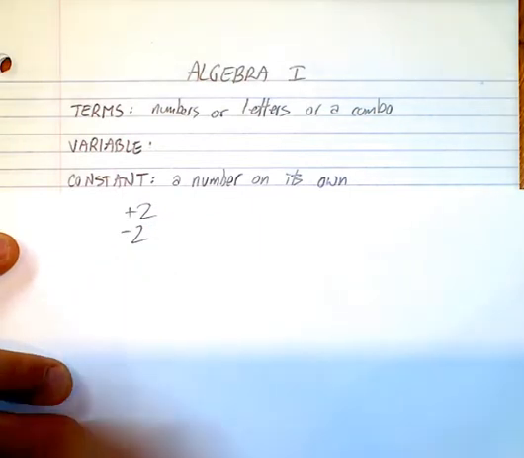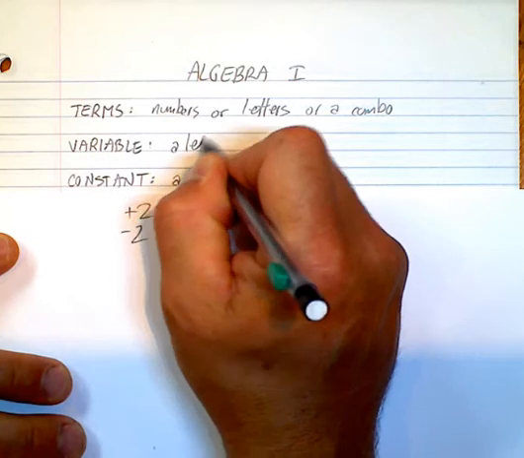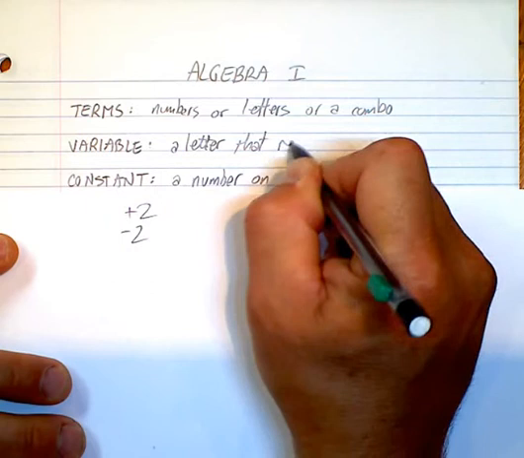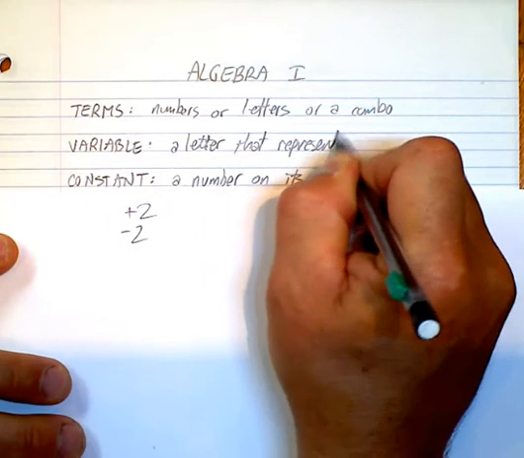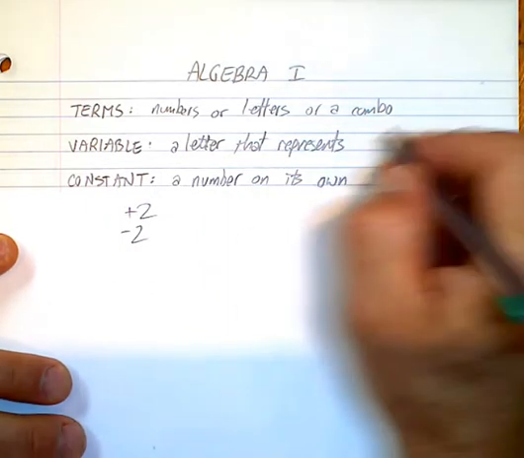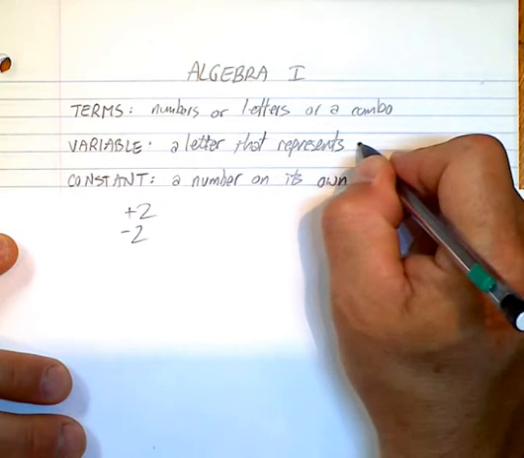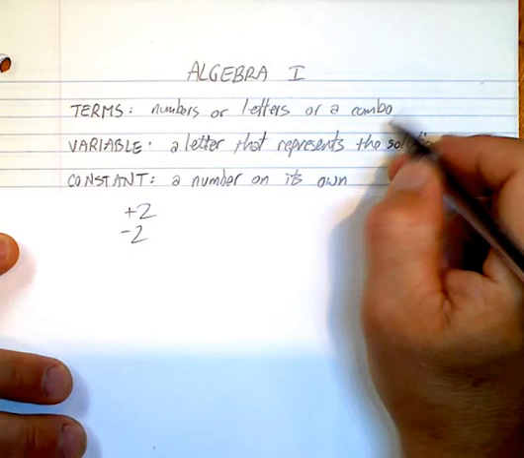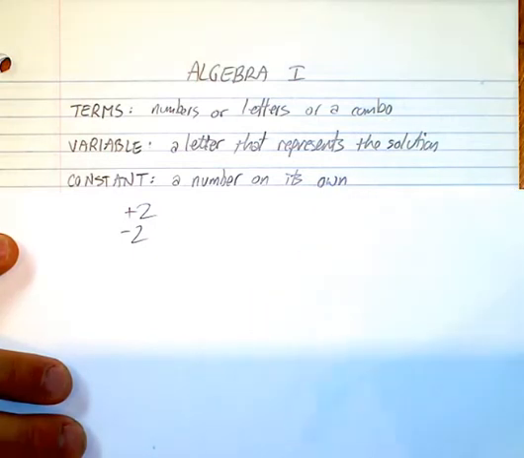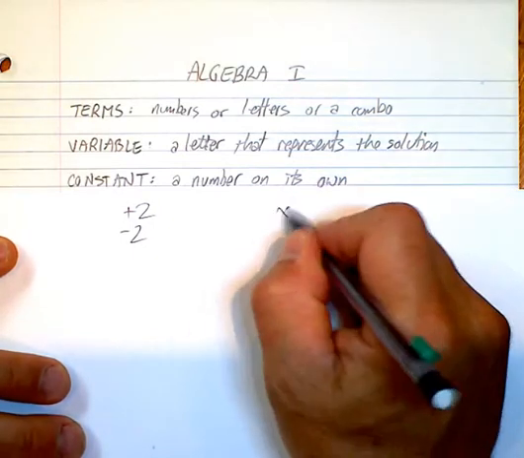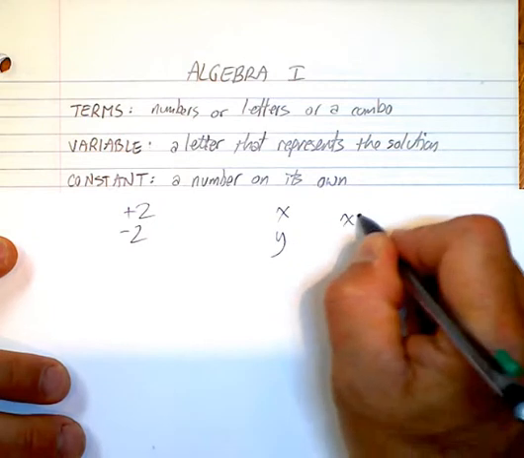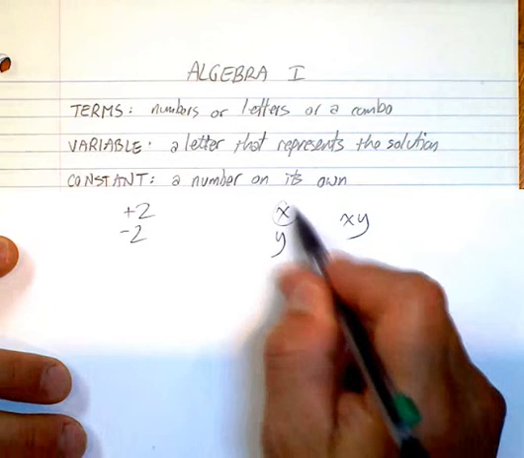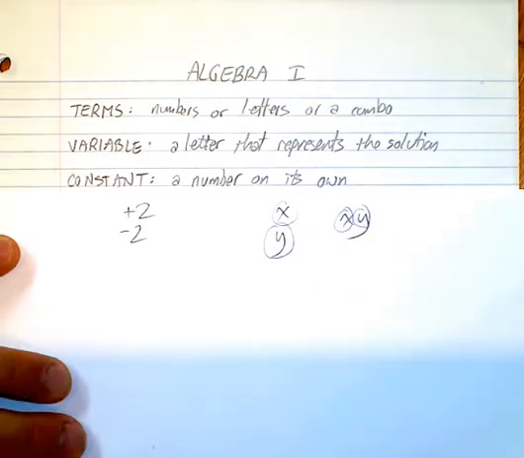A variable is a letter that represents a number, usually the solution to a question. A letter that represents a solution. Now, that can be an X or a Y, or sometimes it can even be an XY together, and you've got 2 variables. So these are all variables.